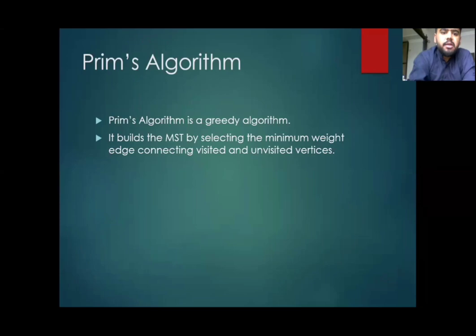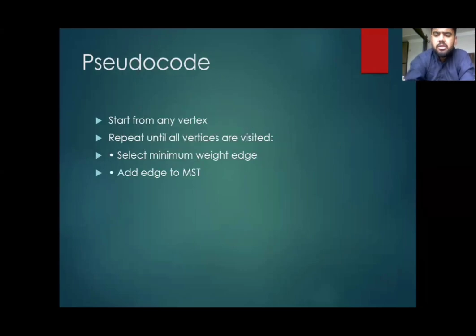Prim's algorithm is a greedy algorithm. It builds the MST by selecting the minimum weight edge connecting visited and unvisited vertices. As for the pseudocode, it starts from any vertex and repeats until all vertices are visited. But remember, it always selects the edge or the node with the lowest cost: select the minimum weighted edge and add the edge to the MST.